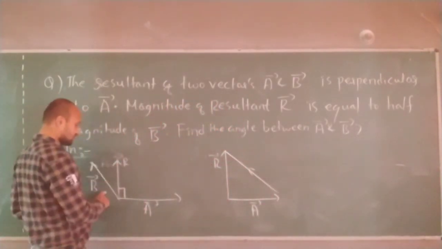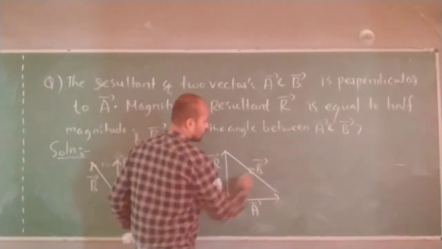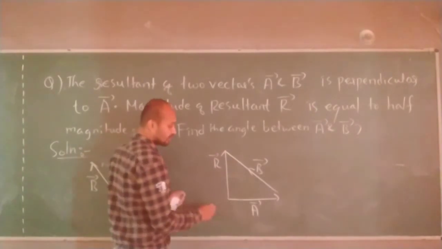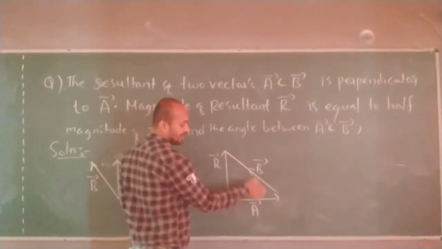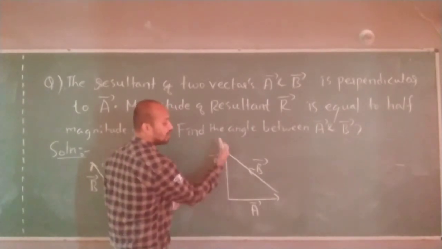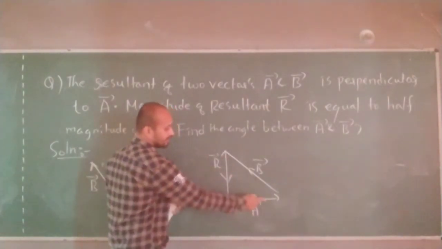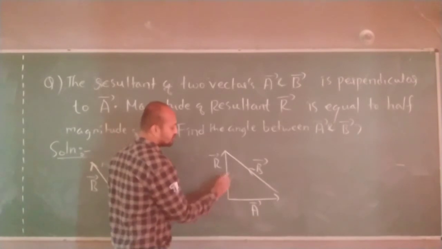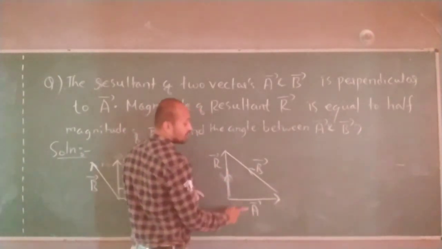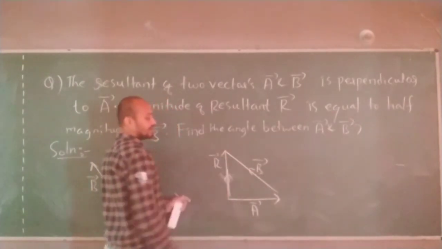The resultant of these two vectors is vector B. From the triangular law of addition of vectors, this is vector A, this is vector B in the same order. The resultant will be the third side of the triangle, which is in opposite order. So from the triangular law of addition, vector A plus vector B will be vector R.